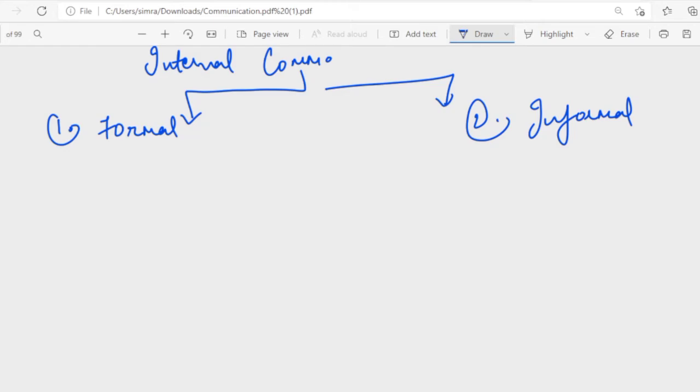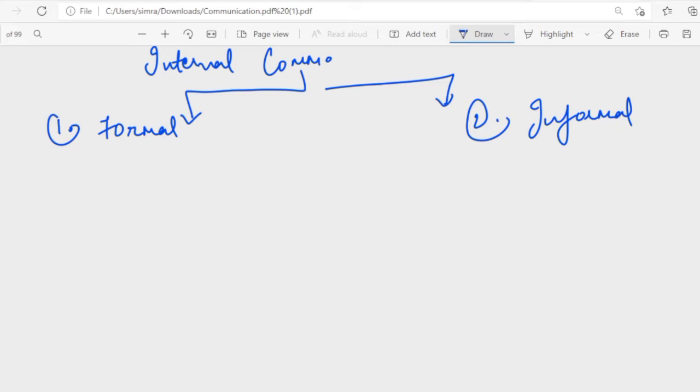Now what do you mean by internal? Internal means when it's taking place in some organization, in some workplace, in a company, when there is communication amongst the members or the employees of that organization, it is known as internal communication. And it can be done in 2 ways: formal communication, informal. Now what are the different types of formal communication? First we'll just take a look at that.